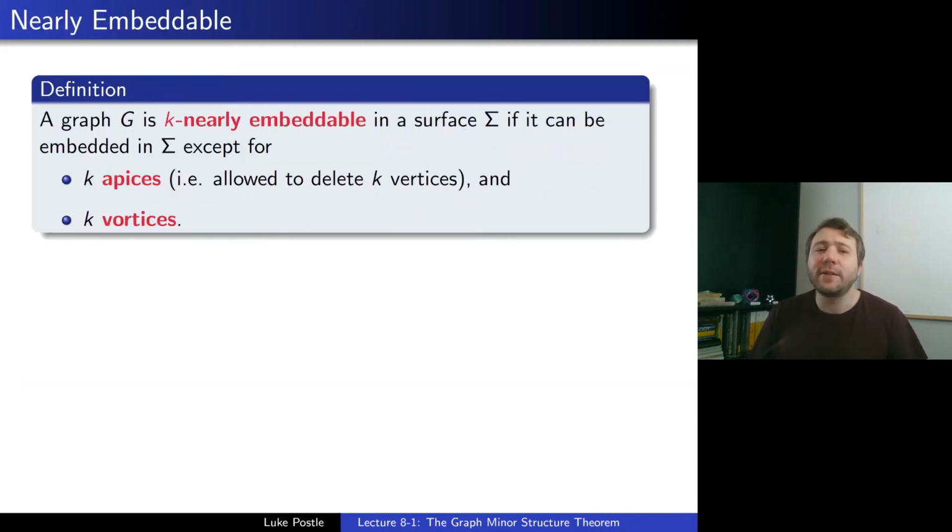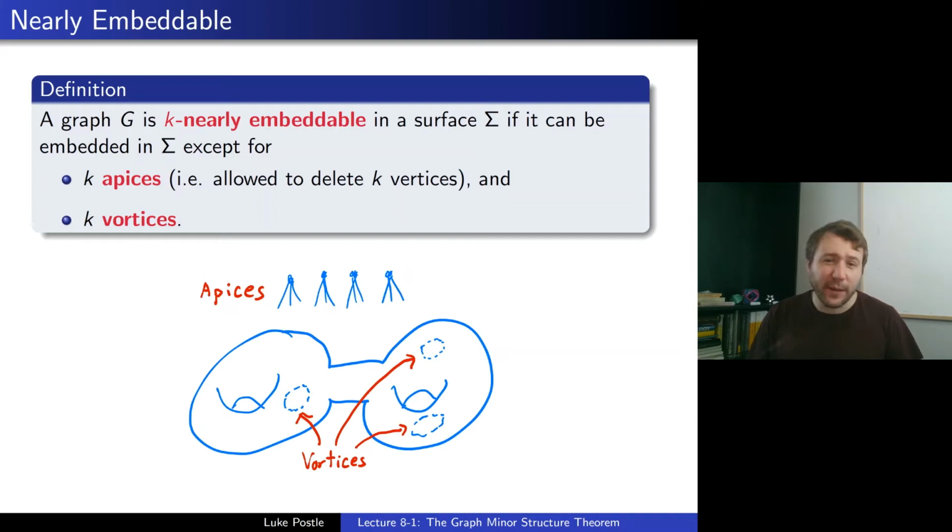So what does it mean to be k-nearly embeddable? We say a graph G is k-nearly embeddable on a surface sigma if it can be embedded in sigma except for two things. Apices, so we're going to allow apex vertices, that's just additional vertices. That is, we're allowed to delete some bounded number of vertices and try to get an embedding. And then something weird called vortices, of which we're allowed a bounded number. So we're going to be except for at most k apices and at most k vortices. So what might this picture look like? Apices will just be vertices up in heaven. Again, we'll delete them. We don't care how they attach to the rest of the graph. They can attach to everything.